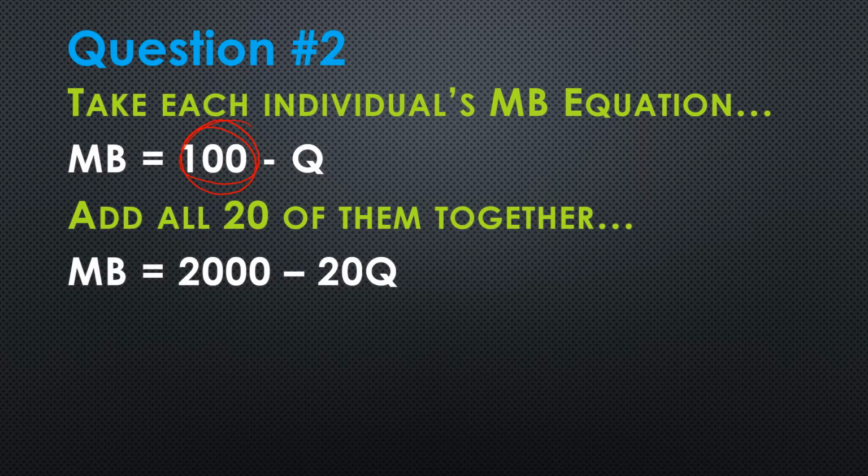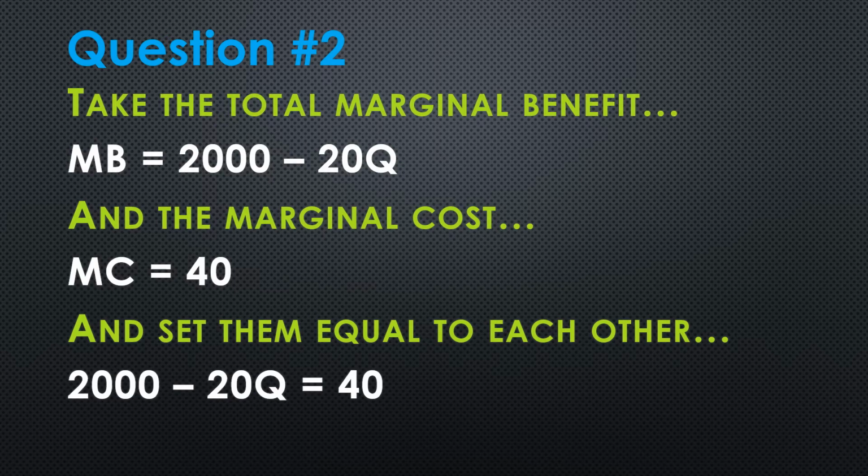And what you should end up with is 2,000. And you do 20 times the Q, because we have 20 individuals, so we're adding 20 of them together. And you get 20Q. Take this total marginal benefit of 2,000 minus the 20Q that we just solved for, and we take the marginal cost that was given to us of 40. Marginal cost equals 40, it's constant at 40, the quantity doesn't change it at all.